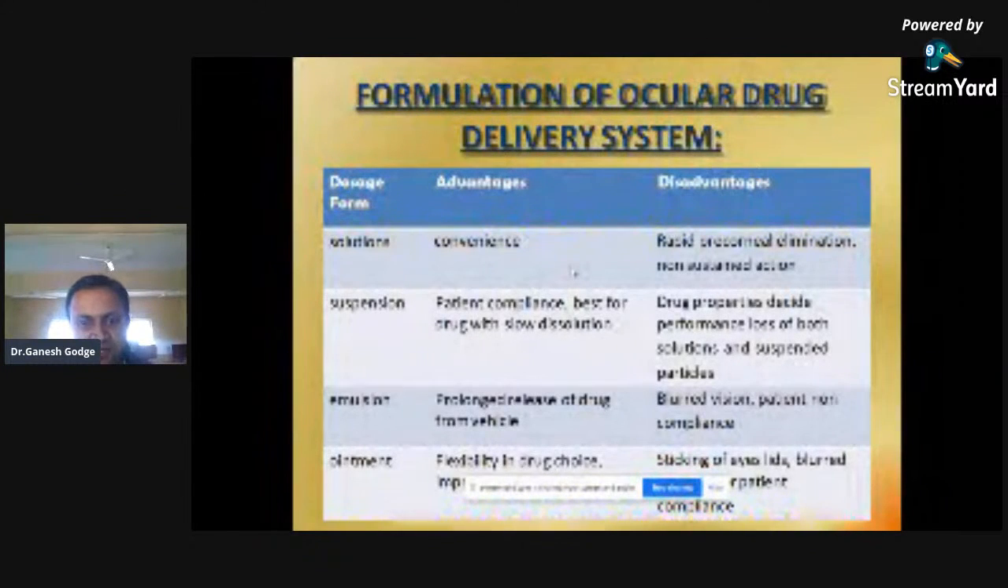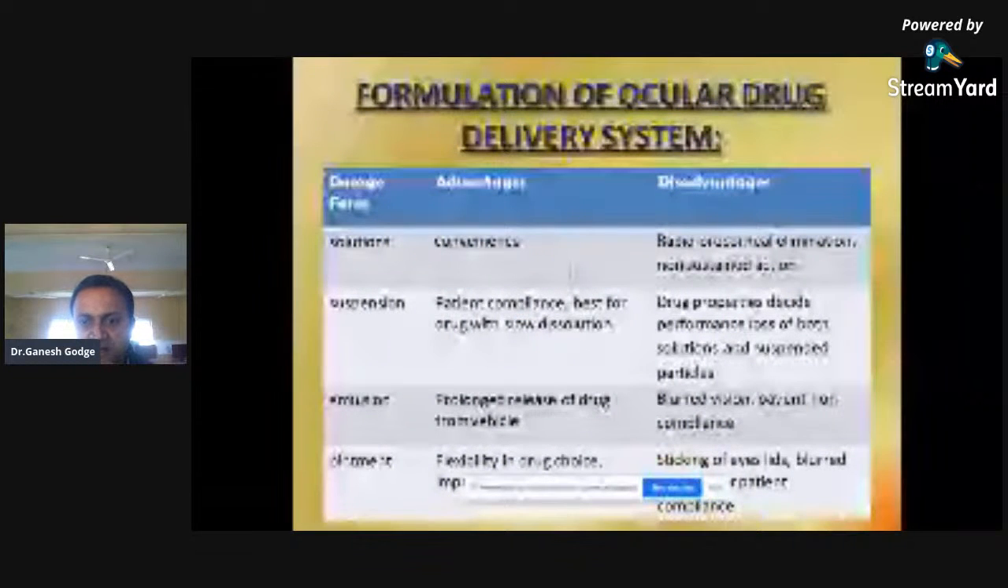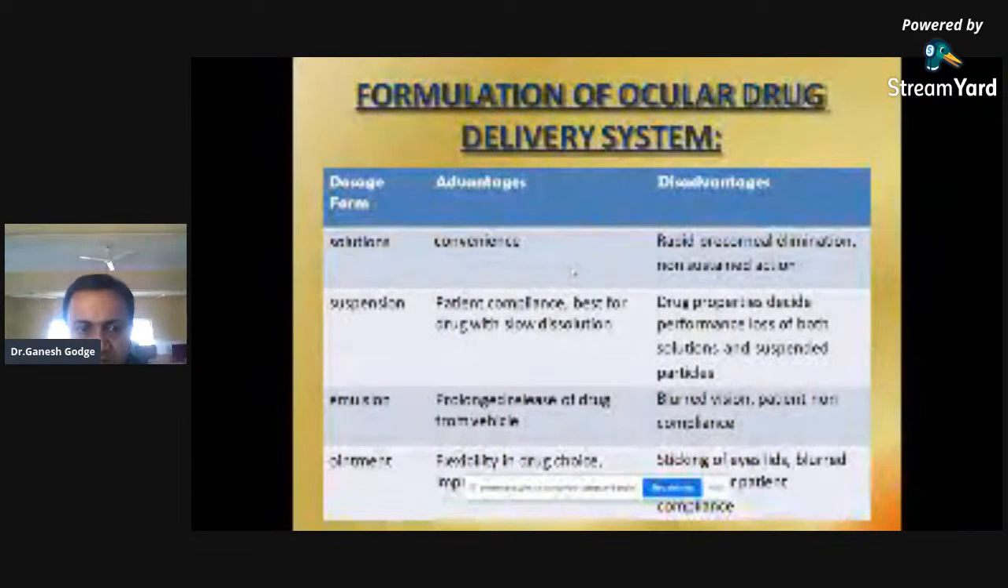So it is best for drugs which have low dissolution. Disadvantages associated with suspensions are drug properties, desired performance, and loss of both solution and suspended particles. In case of emulsion ophthalmic products, prolonged release of the drug is quite possible, but a disadvantage is blurring of vision and patient non-compliance.